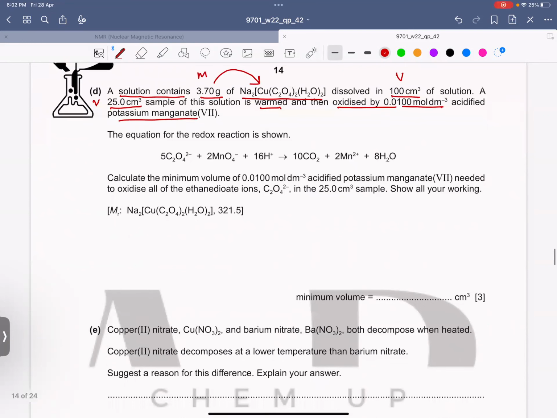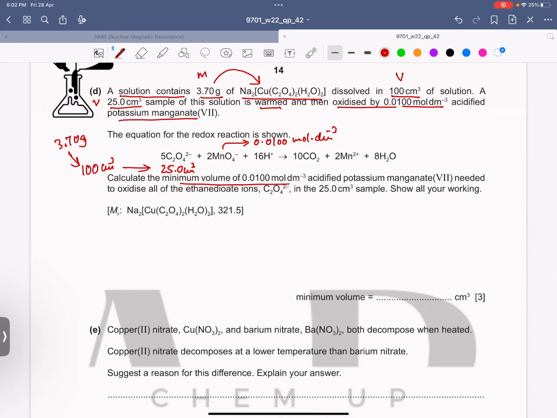So in this reaction, according to the data provided, we have used 25.0 centimeter cube of this solution. And it is taken out from the initial solution whose volume is 100 centimeter cube. And in that 100 centimeter cube, 3.70 gram of the sample is dissolved. And we use manganate ions. We don't know its volume, but we know the concentration of these manganate ions, that it is 0.0100 mole per dm cube, right?